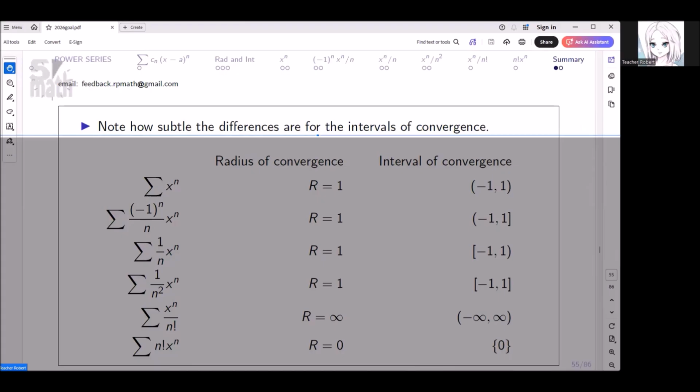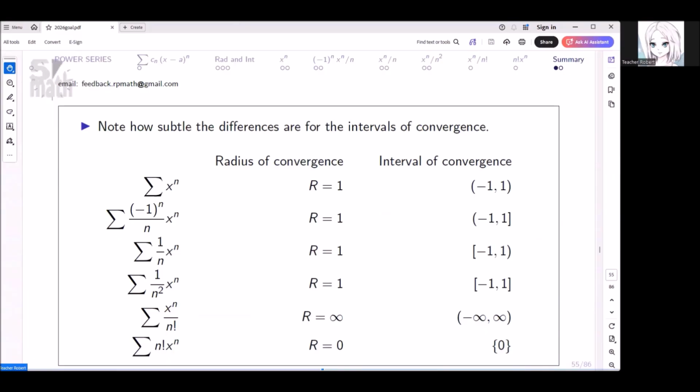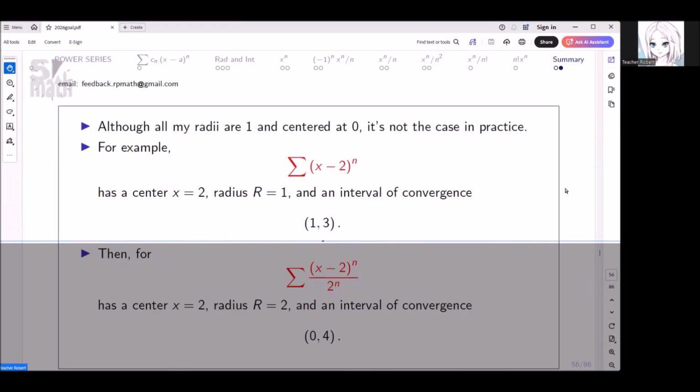Note how subtle the differences are for the interval of convergence. Radius of convergence, interval of convergence, and we have the following. Although all my radii are 1 and centered at 0, it is not the case in practice. For example, series (x minus 2) to the power n has a center x equals 2, radius r equals 1, and an interval of convergence (1, 3) exclusive.